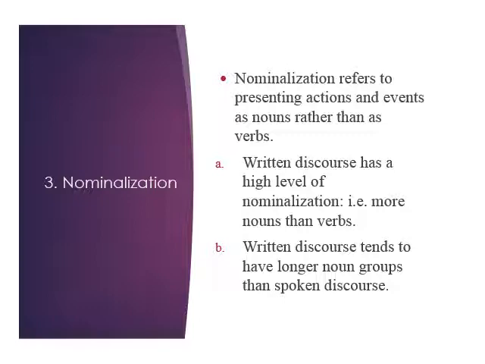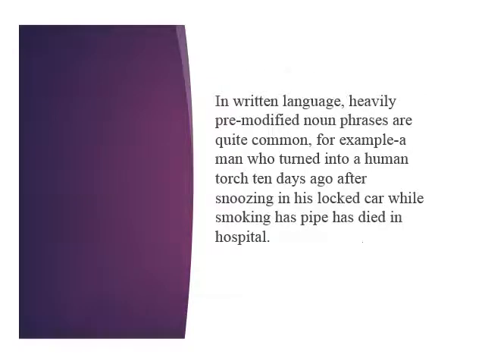So basically, written discourse has a high level of nominalization, that is, more nouns are used than verbs, and written discourse tends to have longer noun groups than spoken discourse. In written language, highly pre-modified noun phrases are quite common. For example, a man who turned into a human torch 10 days ago after snoozing in his locked car while smoking his pipe has died in hospital.